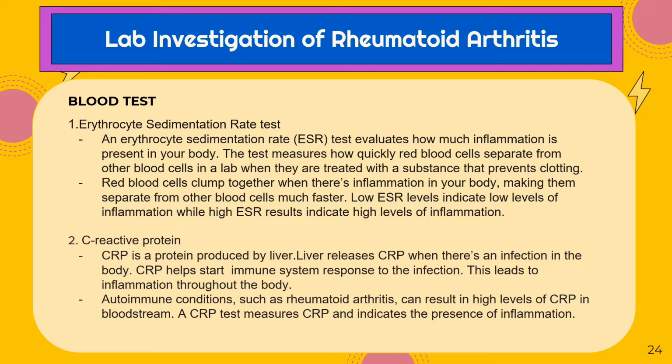Autoimmune conditions such as rheumatoid arthritis can result in high levels of CRP in the bloodstream. A CRP test measures CRP and indicates the presence of inflammation. Similar to an ESR test, a CRP test cannot confirm rheumatoid arthritis on its own. However, it can give doctors a good idea of how much inflammation is present in the body and how active your immune system is.